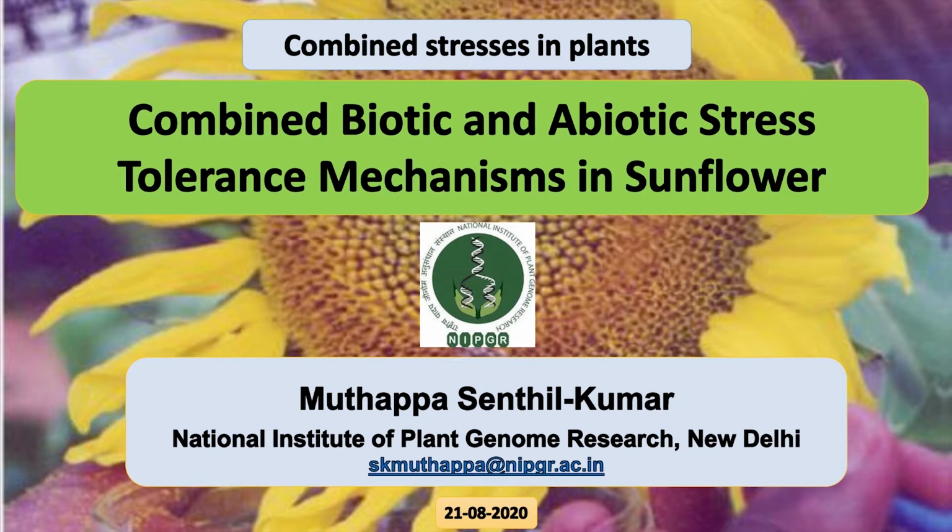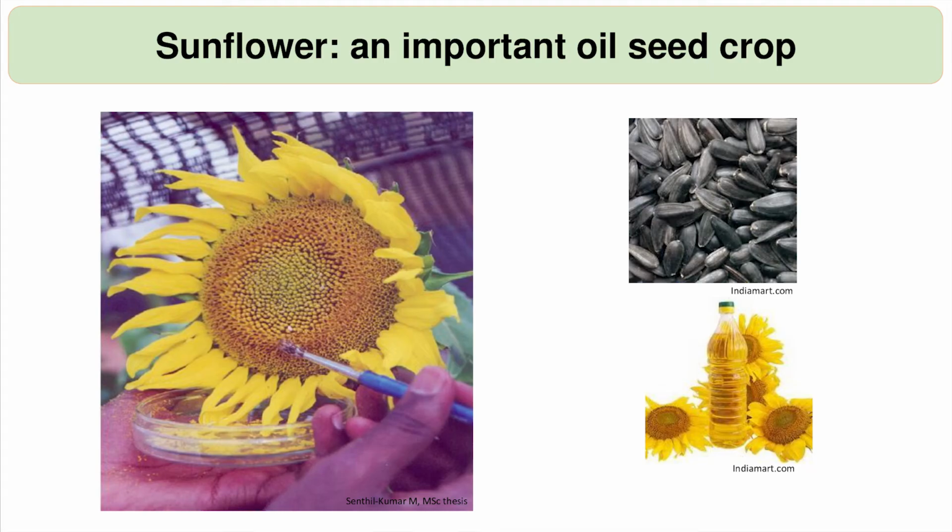The first thing is that sunflower is an important oilseed crop, and it's been widely used as a good oil in cooking because of its various compositions, including PUFA. So this is an economically important crop, widely cultivated in India.